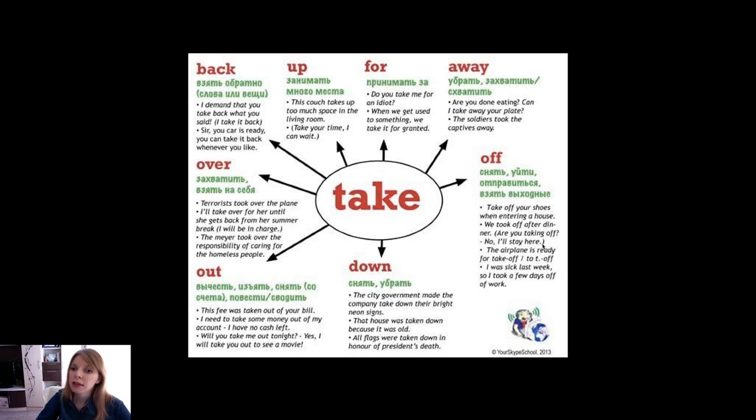Также take off очень часто можно встретить в предложении, когда речь идет о взлете воздушных судов. The airplane is ready for takeoff. So here you can see that the word takeoff is used as a noun with a hyphen. Да, в данном предложении фразовый глагол take off превратился в существительное, написанное через дефис. So to take off – взлетать. Самолет готов ко взлету.